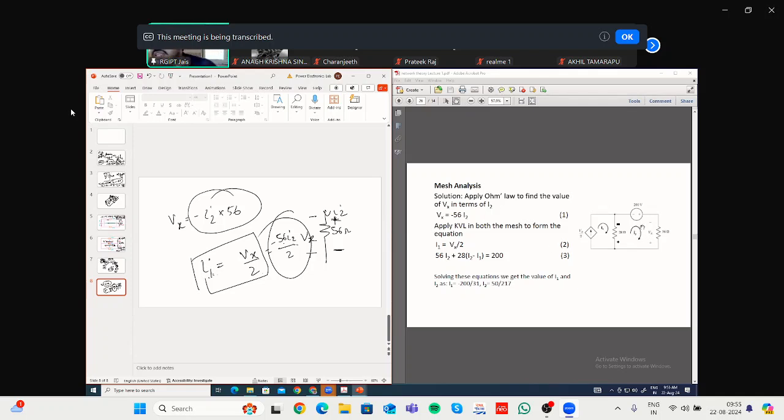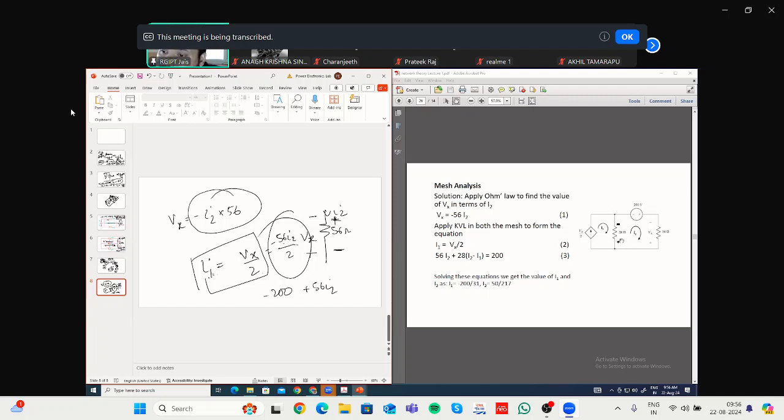For that, we will write the KVL equation for mesh 2. Again, you have to move in the clockwise direction. Start from this 200 volt. So you are encountering the minus sign first, so minus 200 volt. Then, according to your convention, this is plus and this is minus. So you are encountering the plus sign first, so plus 56 I2.